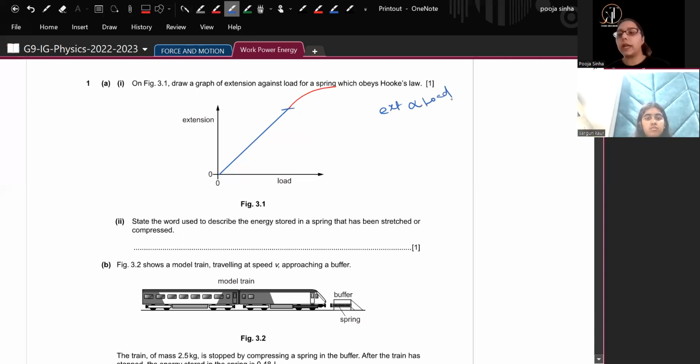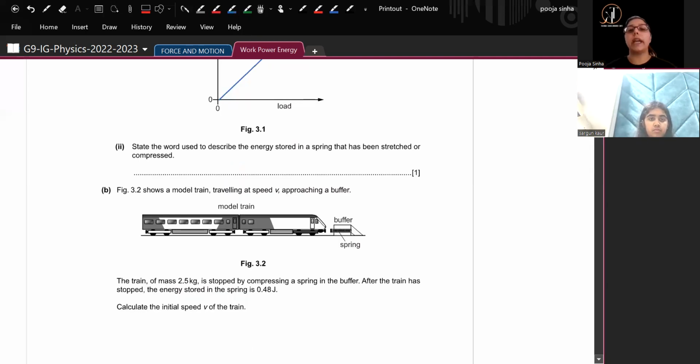Right? मतलब मैंने load बढ़ाया तो extension बढ़ा. Load बढ़ाया, extension बढ़ा. But एक point के बाद वो load को ले नहीं पाया और वो completely extend हो गया या वो टूट गया. ठीक है? Got it? Yeah. Right? Okay.